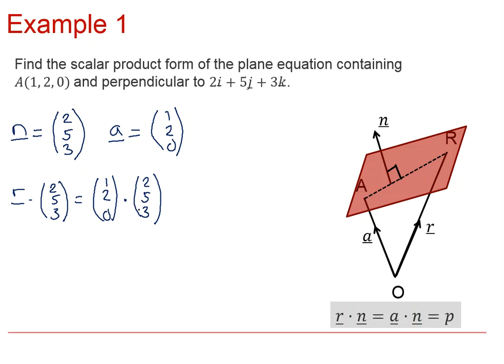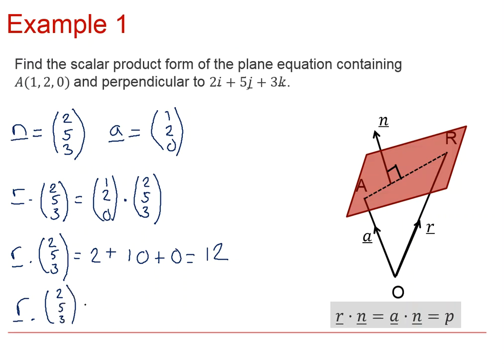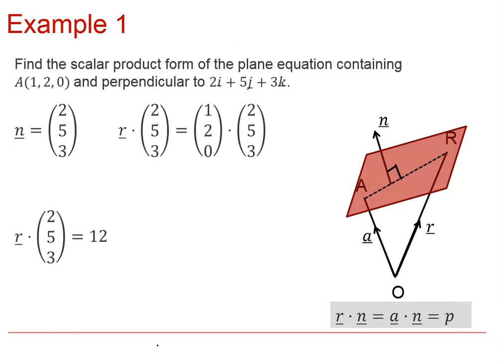Now if we perform this dot product, we're just going to get a scalar, a number. So we get r dot 2, 5, 3 equals 1 times 2, which is 2, plus 2 times 5, which is 10, plus 0 times 3, which is 0, so it is 12. So the equation of the plane is r dot 2, 5, 3 equals 12. You can see the working out done here.